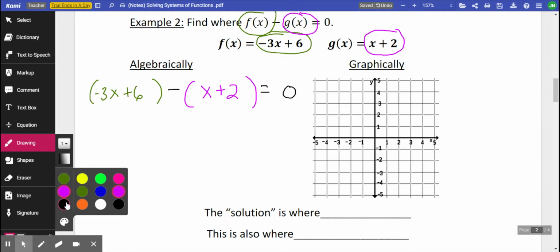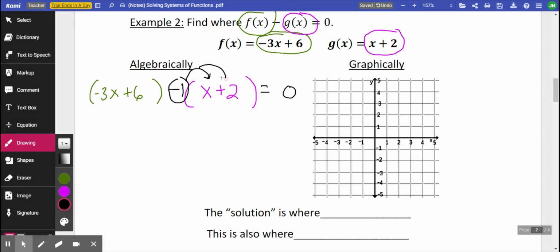So if I simplify this, in front of the parentheses, I have a negative 1. So that means that I have to do the distributive property of multiplying everything by negative 1 here. The left-hand side, everything stays the same. I just drop the parentheses because there's nothing in the front. So I'm going to write negative 3x plus 6. And on the right-hand side, I will write negative x minus 2 is equal to 0.